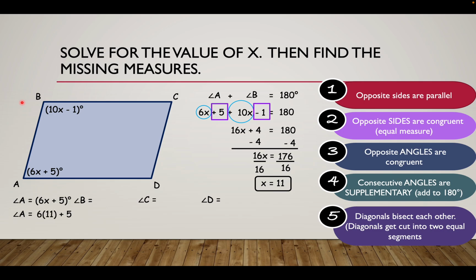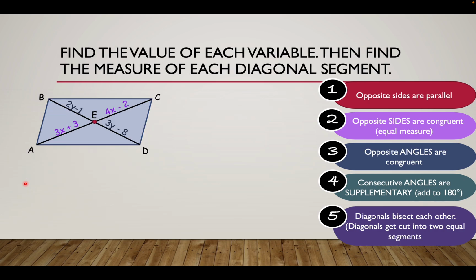So angle A is going to be 6 times 11 plus 5, 71 degrees. Angle B, 10 times 11 minus 1, 109 degrees. We can verify 71 plus 109, that's our 180. So therefore, angle C, that's got to be 71 because it's opposite angle A. And angle D is going to be 109, opposite angle B.